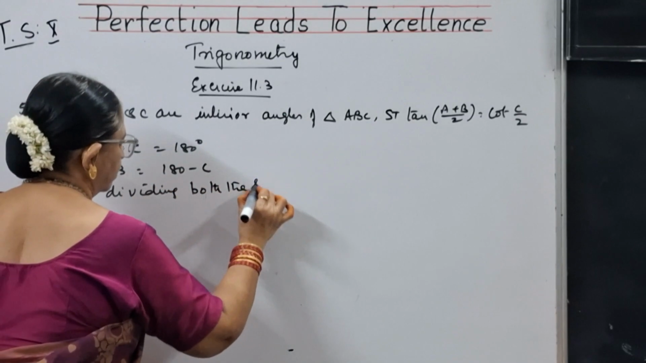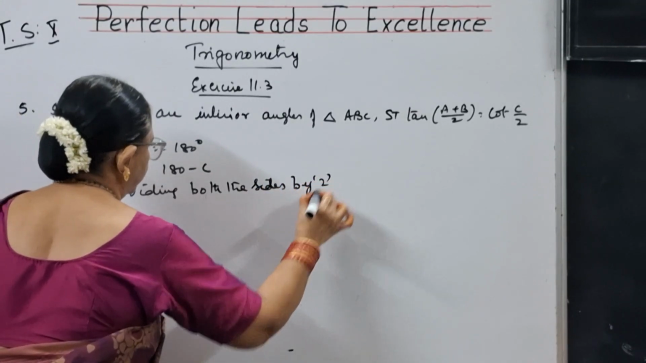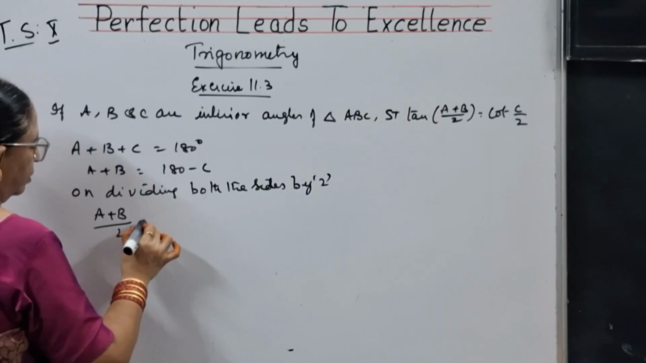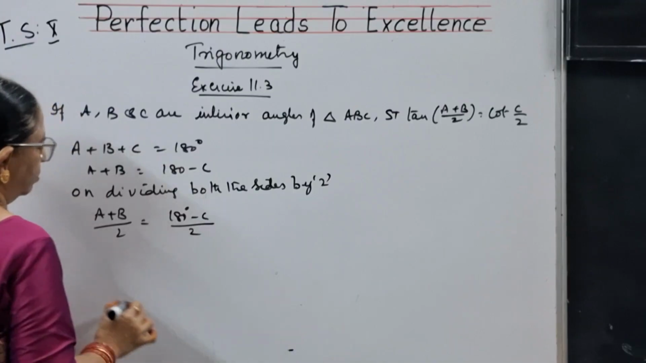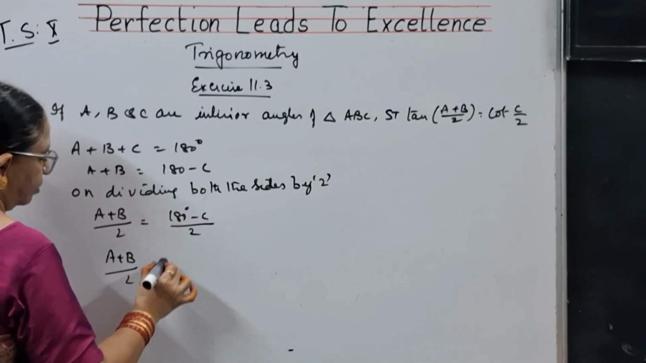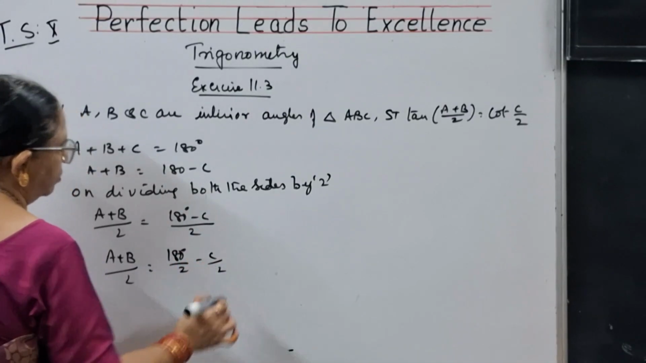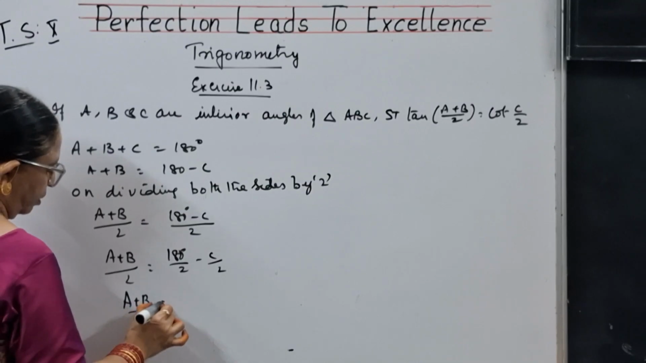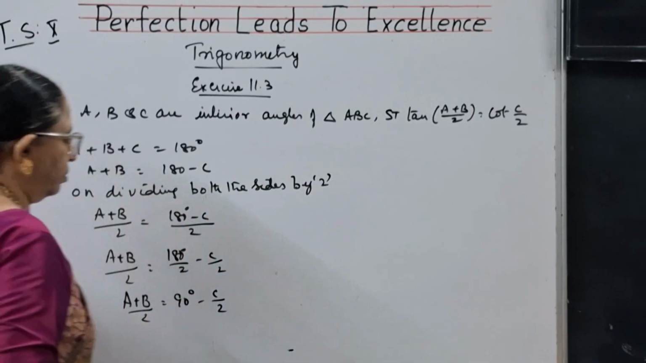On dividing both the sides by 2, what are you getting? A plus B by 2 is equal to 180 degrees minus C by 2. That means A plus B by 2 is equal to 180 degrees by 2 minus C by 2. That means A plus B by 2 is equal to 90 degrees minus C by 2.